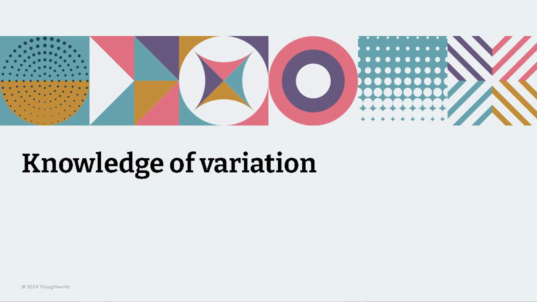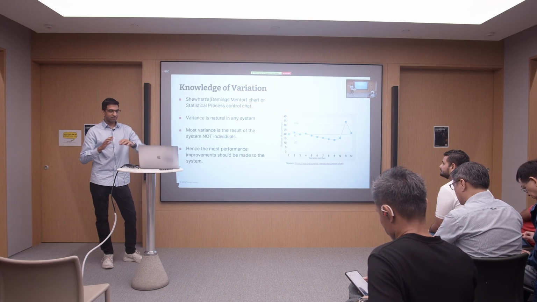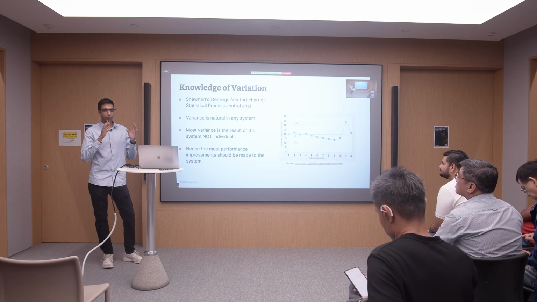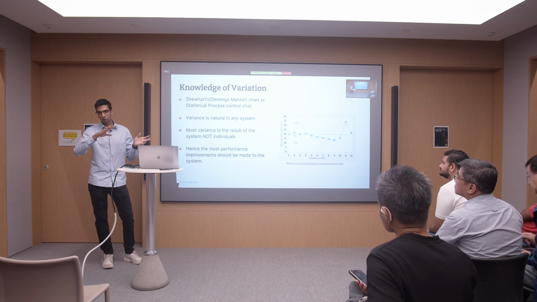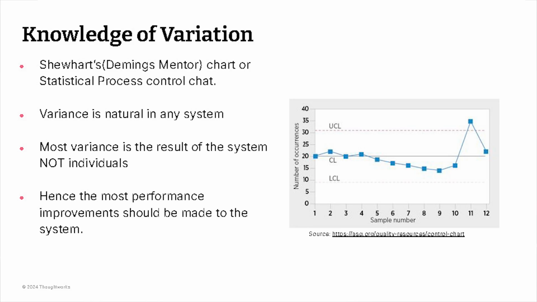Knowledge of variation. Now, this is interesting. Deming had a mentor called Shewhart, who Deming worked with in a factory in the States before he moved to Japan. And they basically came up with a game-changing way of doing quality improvement. It was something called statistical process control, where they would chart variation on a control chart.